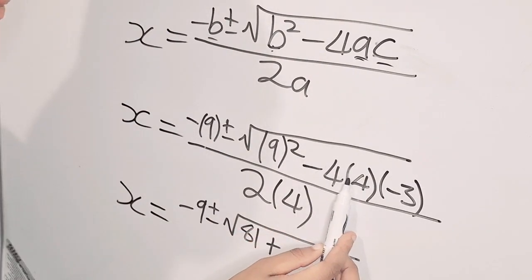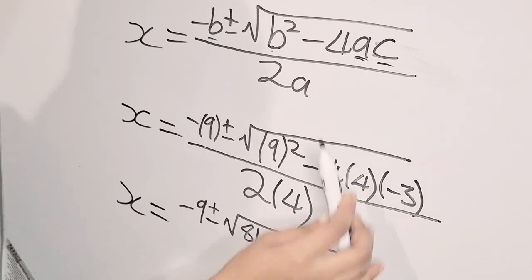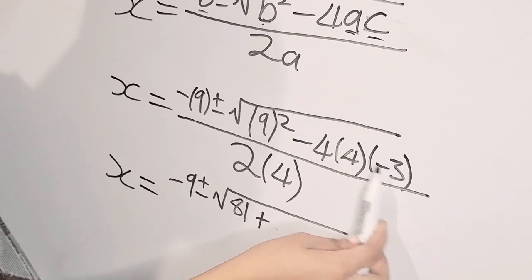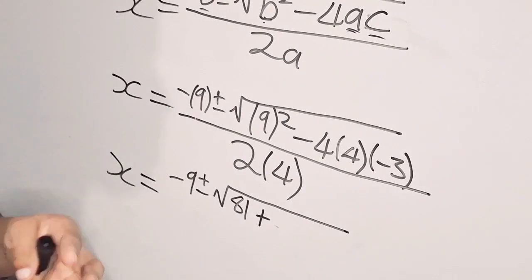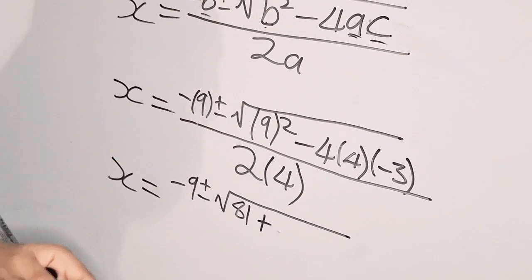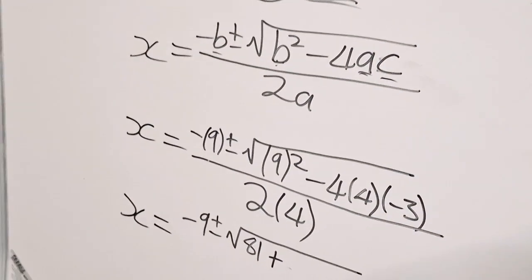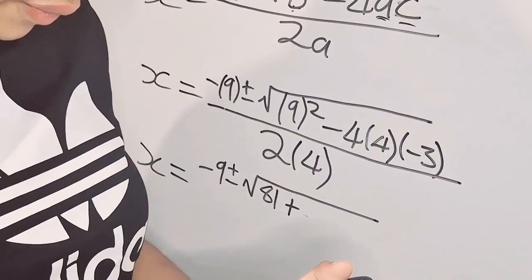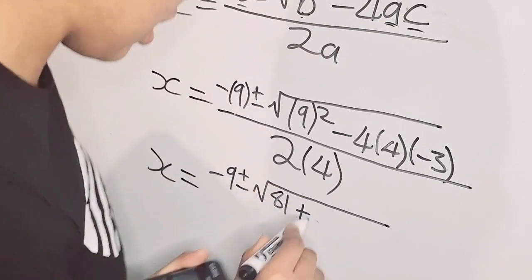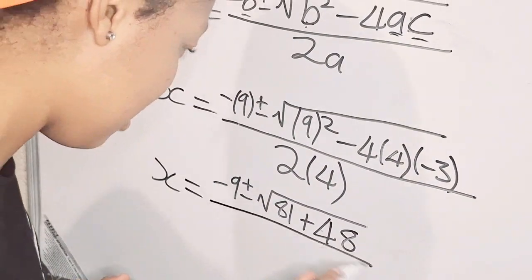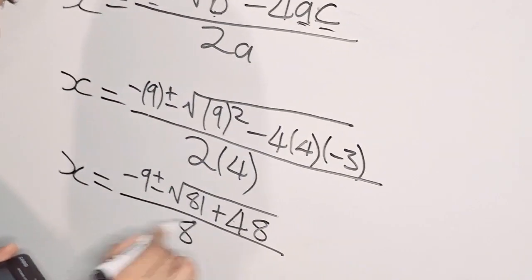Negative times positive is negative, then negative multiplied by the other negative, negative 3, is in fact positive, because negative times negative is the same sign. Then 4 times 4 is 16, then 16 times 3. Let me do it on the calculator and see. 16 multiplied by 3 is 48. So it's about 48, then over 2 times 4, it's 8, just like this.